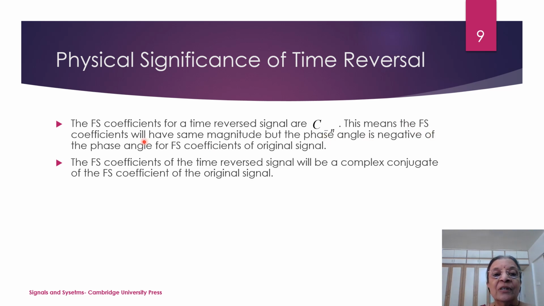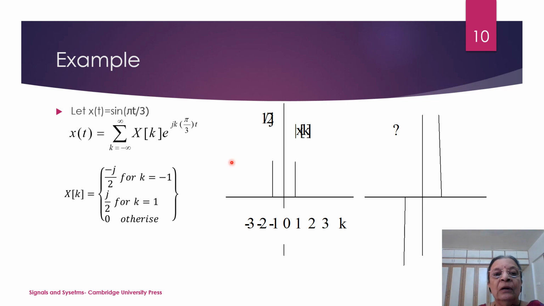This means that the Fourier series coefficients will have the same magnitude, but the phase change is negative of the phase change for the Fourier series coefficients of the original signal. The Fourier series coefficients of the time reversed signal will be the complex conjugate of the Fourier series coefficients of the original signal because there is minus n. So if we consider this particular signal x(t), we know that this is the corresponding Fourier series.